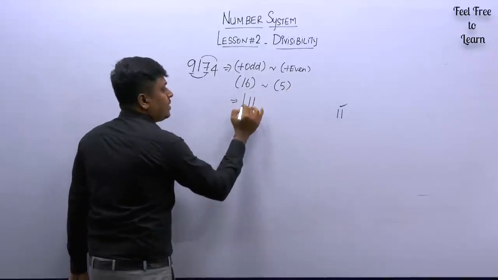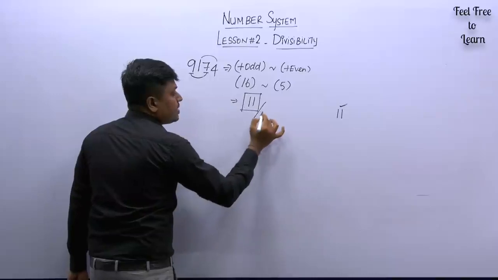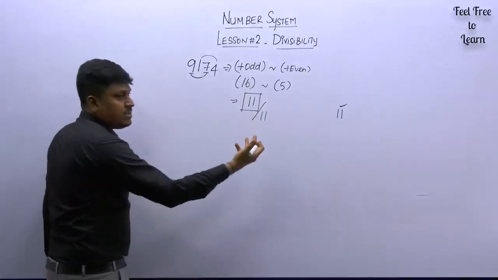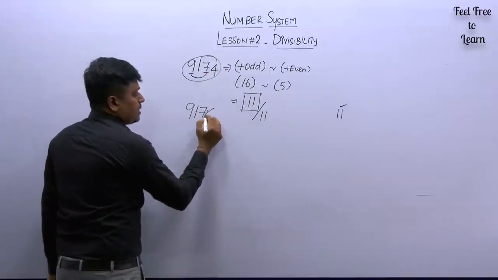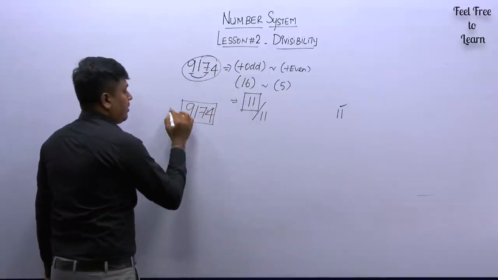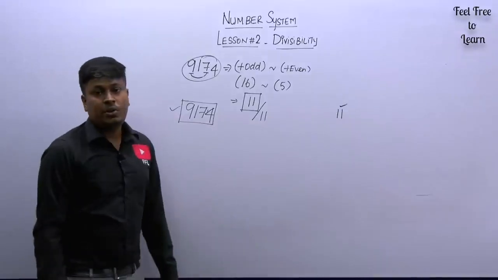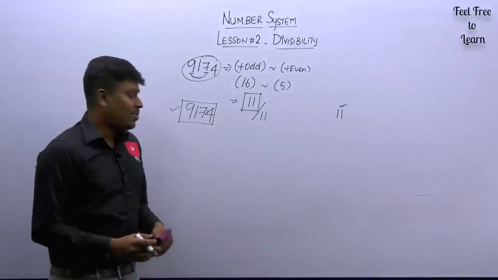So now check whether this number 11 is divisible by 11 or not. Yes, it is divisible. So finally we can say that this complete number 9174 will be divisible by 11. Got it? So this is the divisibility rule of 11. Yes, got it or not, friends?